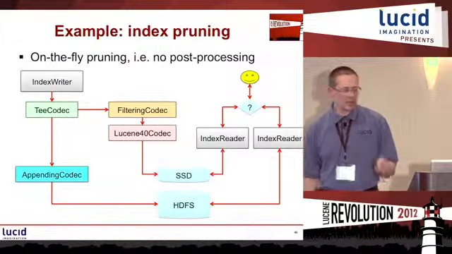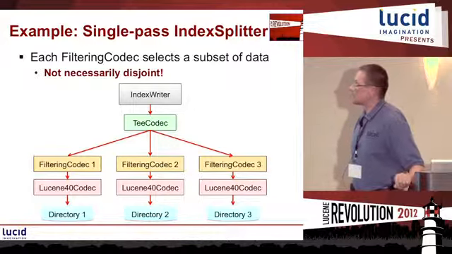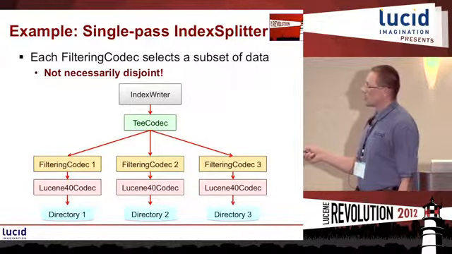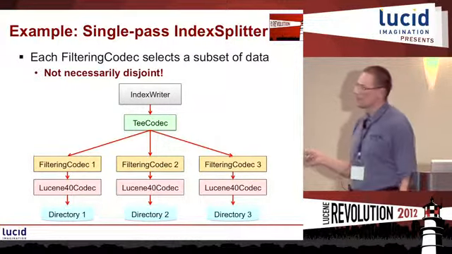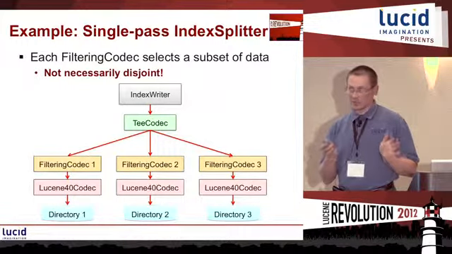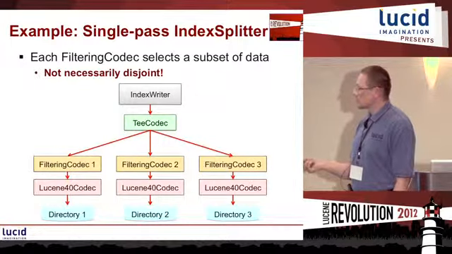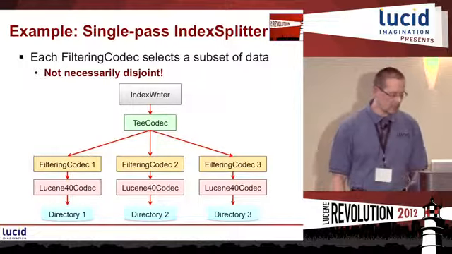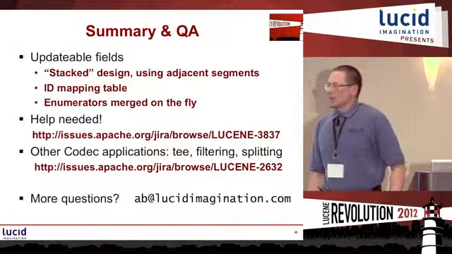Another example that is, again, implemented and works is a single-pass index splitter. In this case, T-codec has multiple outputs to several filtering codecs. Each one has a different configuration, so it selects a subset of data, not necessarily disjoint, and then it writes to multiple locations. And that's how you get splits in a single pass. That's my last slide.